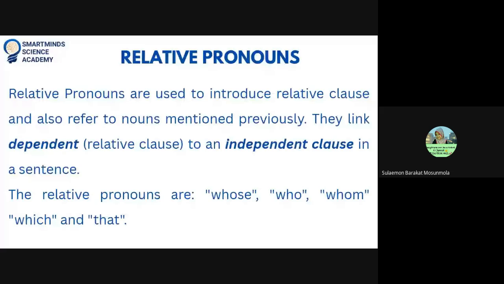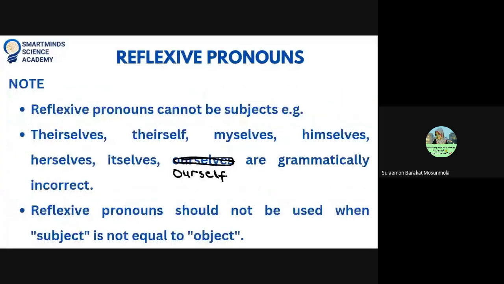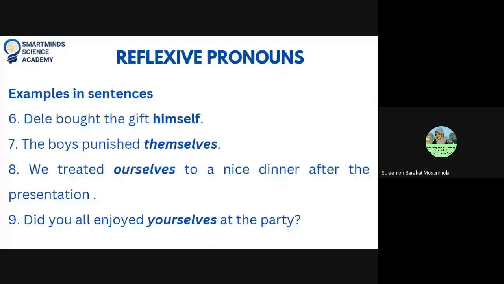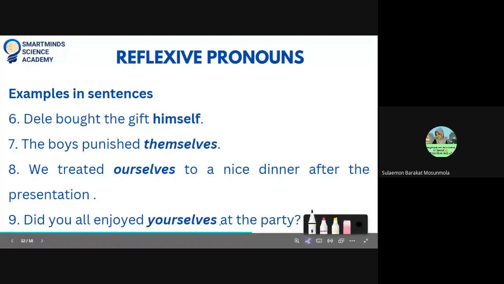Okay, before we move to relative pronouns, Elena asked a question. Why do we have "did you all enjoy yourself at the party?" The reason is that I made a mistake during the process of preparing for the class.